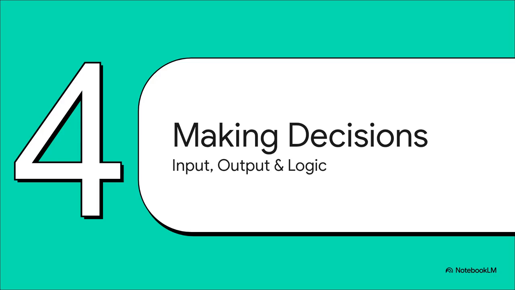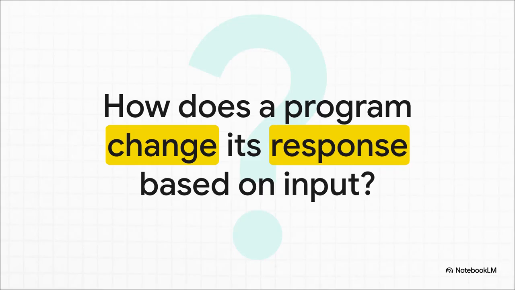Okay, so the program can listen and it can talk. That's cool. But the real magic, the really amazing part, is when it starts to think about what you told it. This is where we combine input and output with a bit of logic to create some really dynamic responses. Right. It's one thing to just parrot back the information you gave it, but it's something else entirely for the program to react differently depending on that info. So how does that even work?